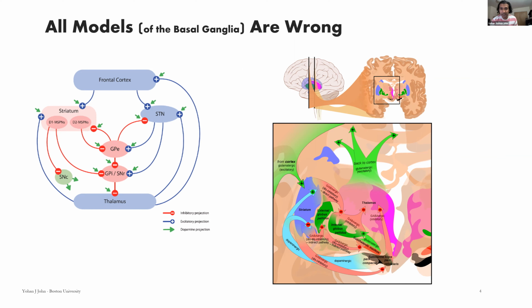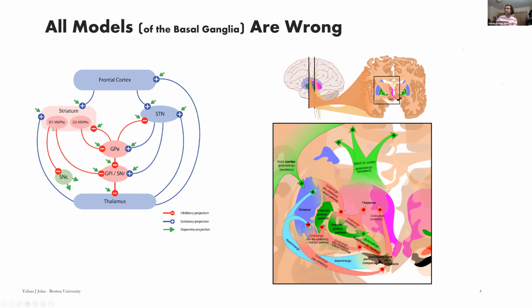There's lots of circuit diagrams and models of various sorts. They're all more or less incorrect in some way or the other. This one on the left is from my PhD thesis. I did a model of basal ganglia based control of interval timing. And I used what is the canonical picture with a few more recent additions.